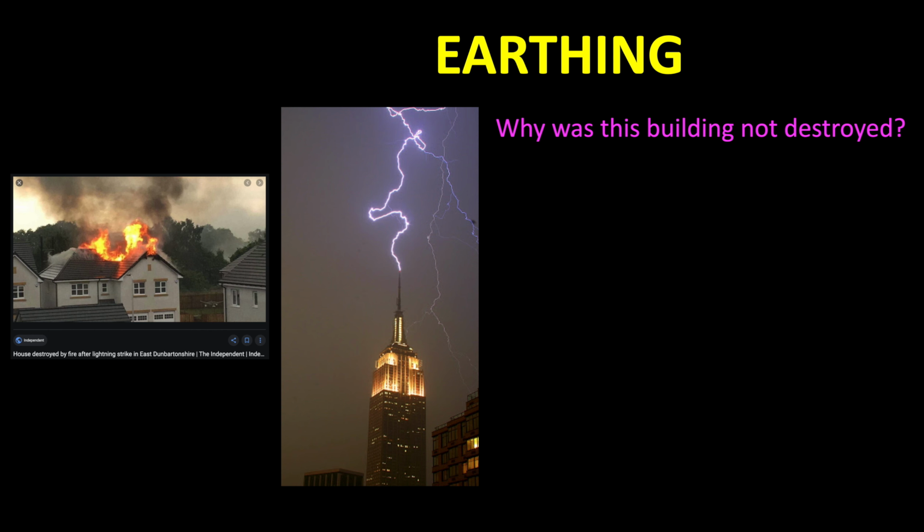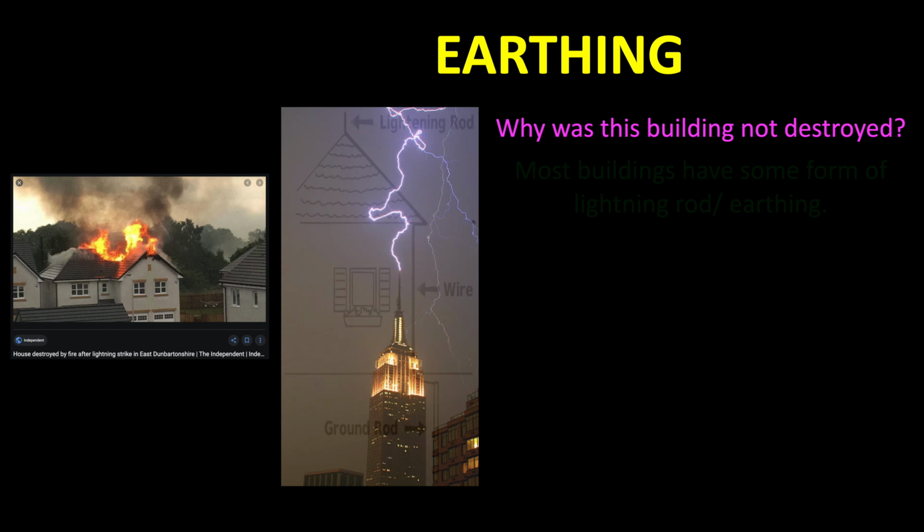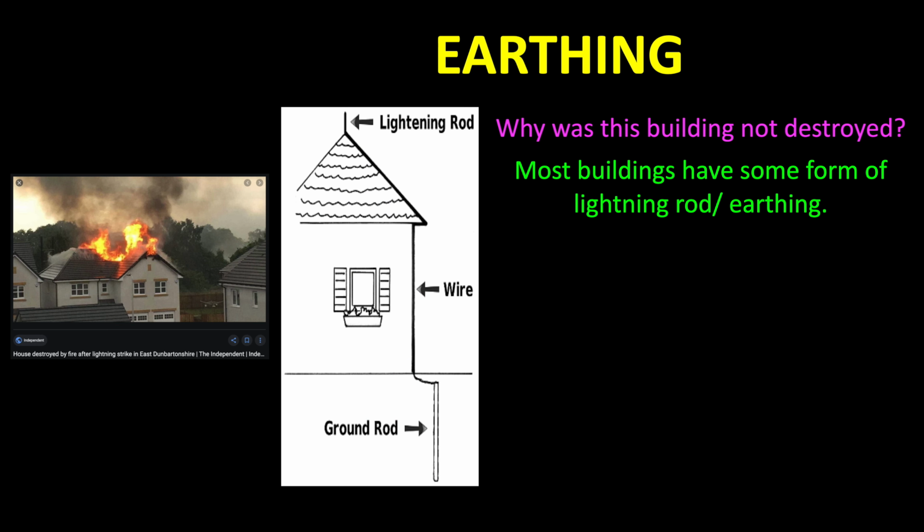So we can see here, this is the Empire State Building in New York. Why isn't this building on fire? Why hasn't this building blown up? Why was it not destroyed? In fact, most buildings have a sort of protection against lightning. This is called earthing, where we have a lightning rod that carries lightning directly from the top straight to the ground.